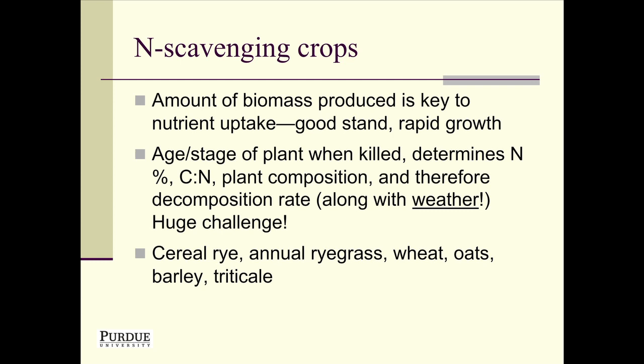The age and stage of the plant when it's killed is going to determine its nitrogen percent, its carbon-nitrogen ratio, its other plant components. So all of those go into how fast it decomposes, as well as, of course, the weather. So it's a huge challenge to be able to tell somebody ahead of time how much nitrogen they're going to get back out of their cover crop and when. Okay? So that's a research need.